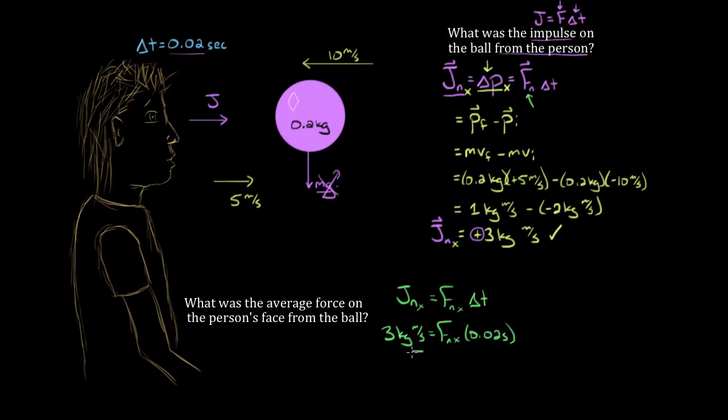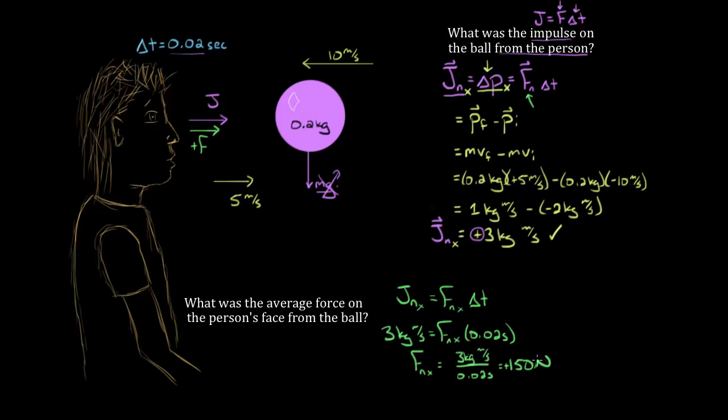So now I can solve for the net force on the ball during this time interval in the x direction. It was 3 divided by 0.02. If I take 3 kilogram meters per second and divide by 0.02 seconds, I'm going to get 150 newtons as the net force on the ball. We got a positive number, and that makes sense because this person's face exerted a positive force on this ball, because the force was exerted to the right. So these were positive, and the impulse from the face on the ball should go in the same direction as the force from the face on the ball.